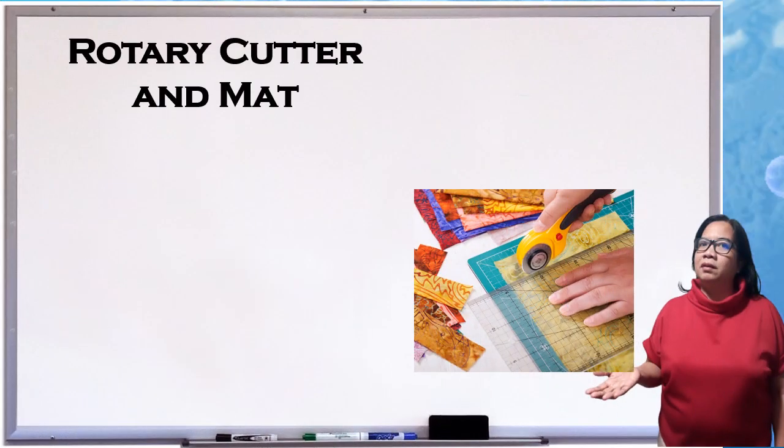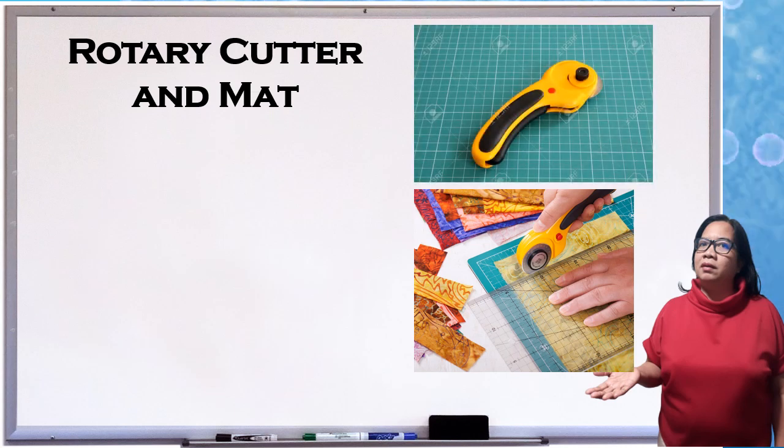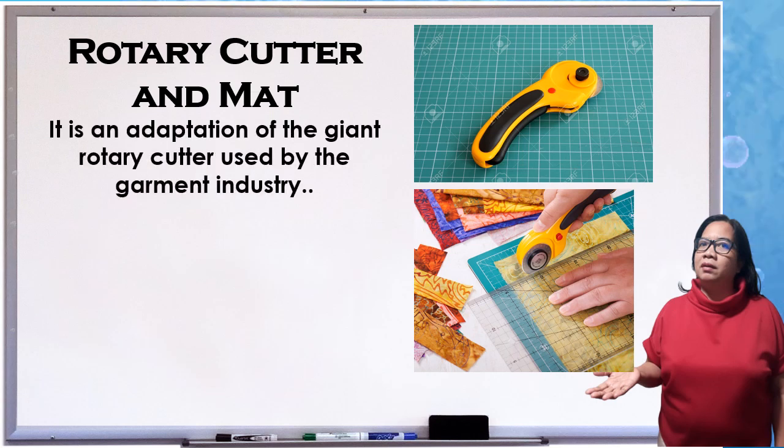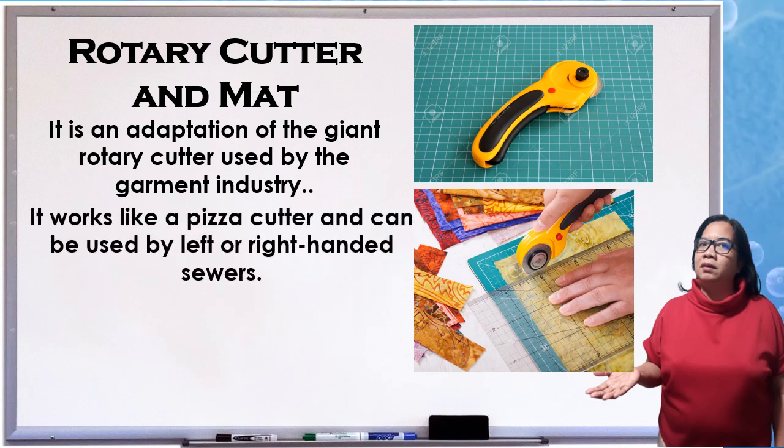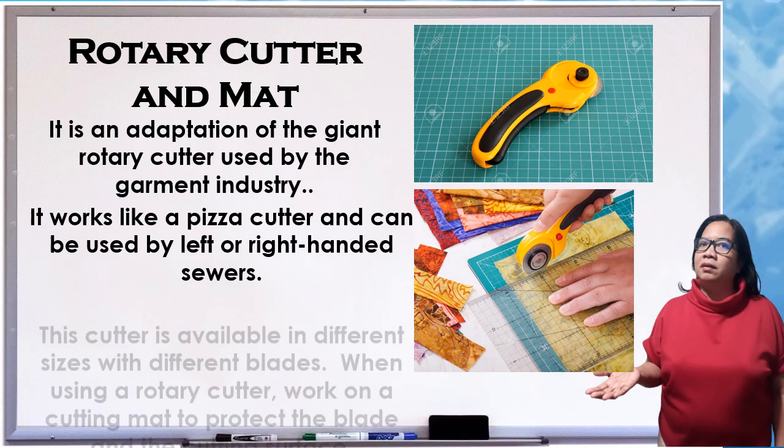Have you seen a rotary cutter and mat? If not, here it is. The rotary cutter and mat. It is an adaptation of the giant rotary cutter used by the garment industry. It works like a pizza cutter and can be used by left and right-handed sewers.